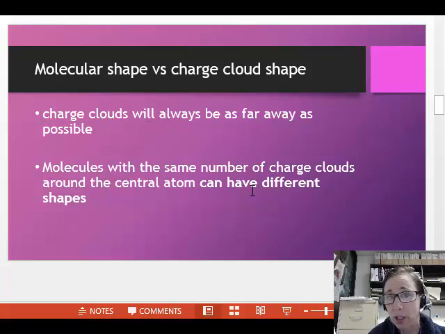The geometry of a molecule depends on the number of charge clouds as well as how many outer atoms there are, or how many of those charge clouds are bonding electrons. Thus, molecules with the same number of charge clouds around the central atom can have different shapes if the number of lone pairs and outer atoms are different.